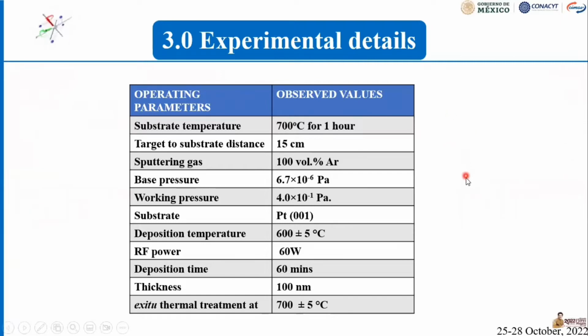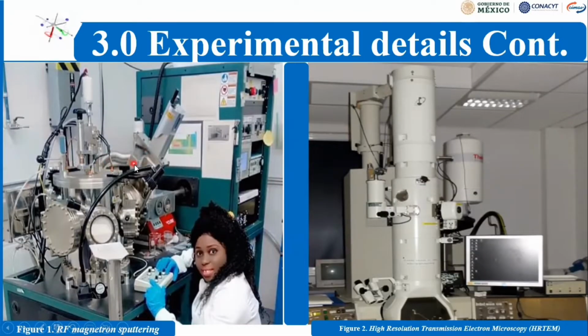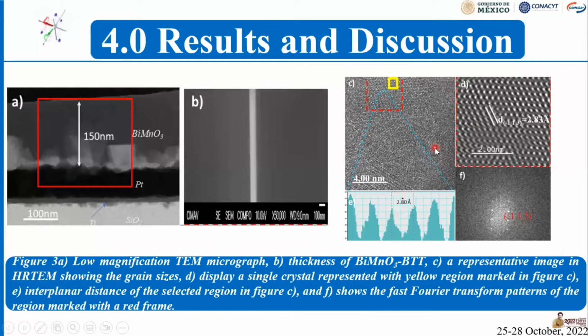These were the experimental parameters used. Here, in material characterization, we make use of X-ray diffraction, energy dispersive X-ray spectroscopy, high-resolution transmission electron microscopy, and X-ray photoelectron spectroscopy. This is one of the experimental techniques which I really like, the radio frequency magnetron sputtering, and here we have the high-resolution transmission electron microscopy, which was used for the characterization.